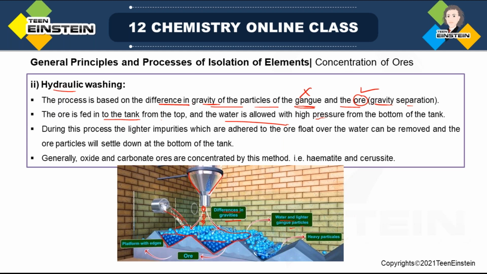Okay, so with this force of water, the lighter part will be removed. Water and lighter gangue particles are removed, and ultimately the heavy particles will be remaining here. So lighter impurities which are adhered to the ore float over the water and can be removed, and the ore particles will be settling down at the bottom of the tank because they are heavy. Because of gravity, they will settle.